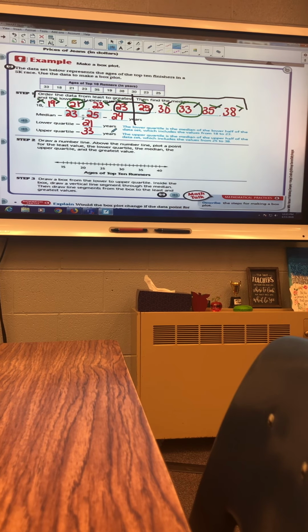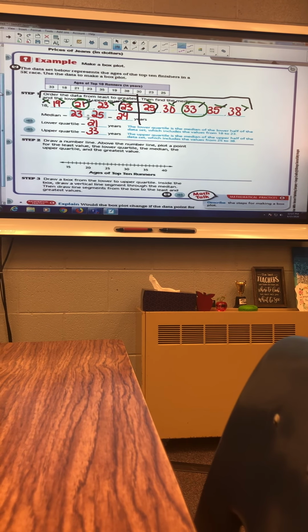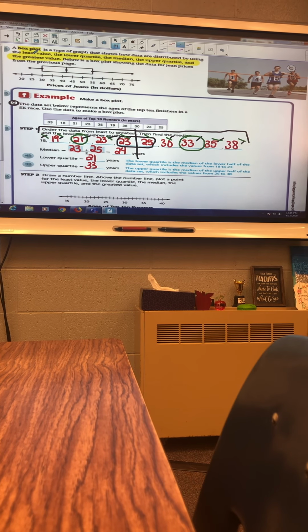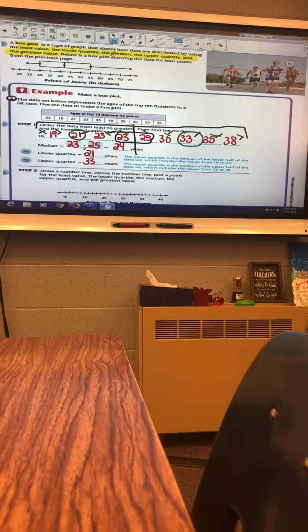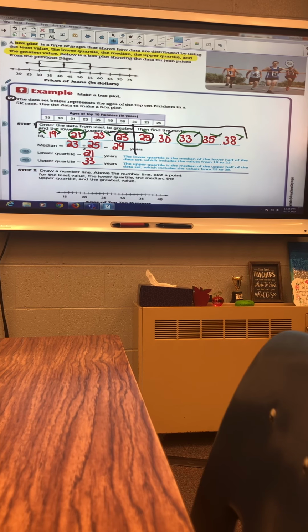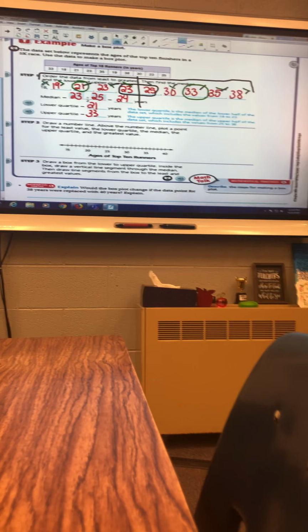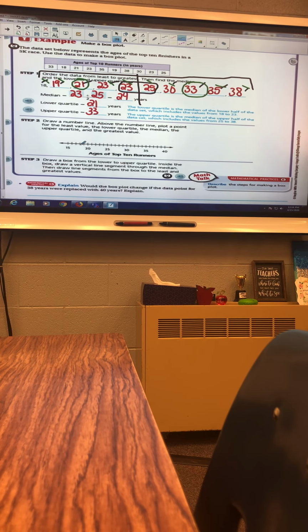21, and our upper quartile is 23. Now, if you remember, I had you highlight up here that you need the least value, the lower quartile, the median, the upper quartile, and the greatest value. And then we're going to plot those points. So what is our least value? Well, that's 18.